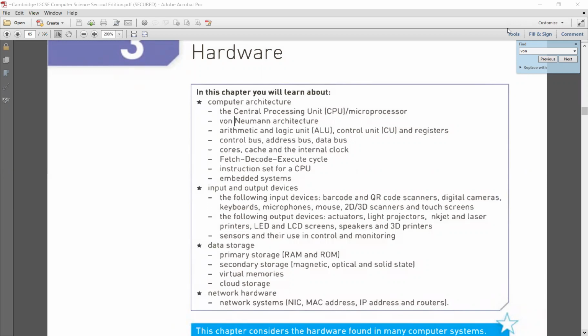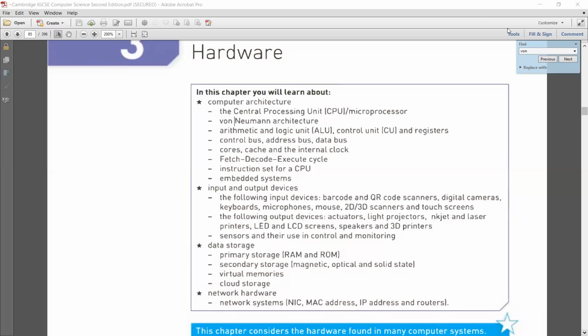Then you need to know the registers and their purposes, and the fetch execute cycle. And one more thing that you need to know is the instruction set for a CPU. After that, what else you need to know is input and output devices, which is already easy, which you have studied in detail in your junior classes.